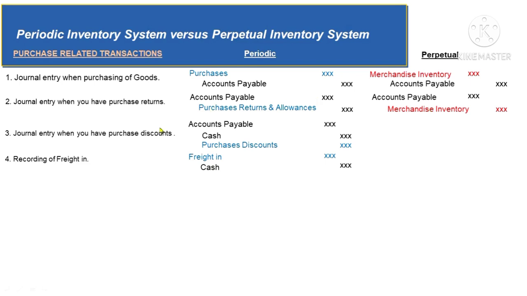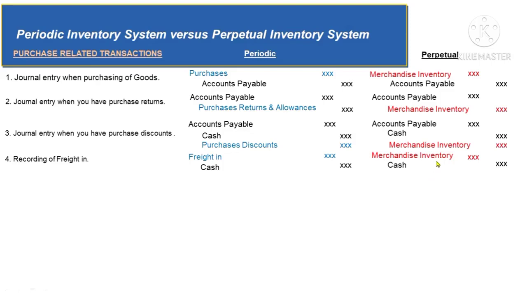Next is, when recording the purchase discounts, instead of using again the purchase discounts account, we're gonna use the merchandise inventory account again. And last but not the least, when recording freight in, the perpetual system does not use the freight in account also. It uses the merchandise inventory account again.